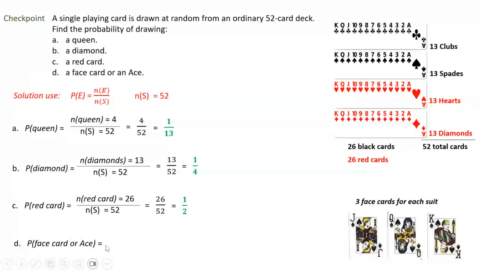A face card or an ace, right? So a face card is going to be 12 face cards plus 4 aces divided by 52. It's going to be 16 over 52. It's going to be 4 over 13. That's how you answer some of these questions here.